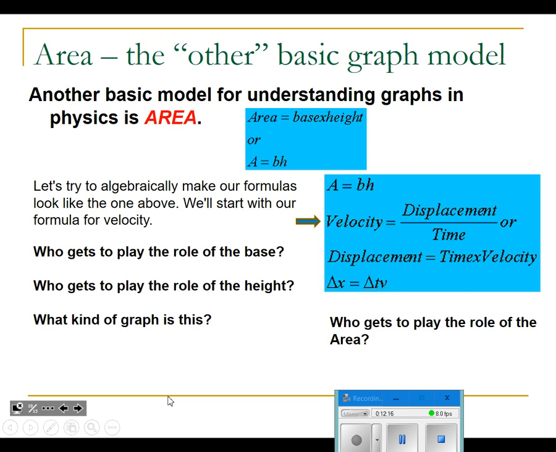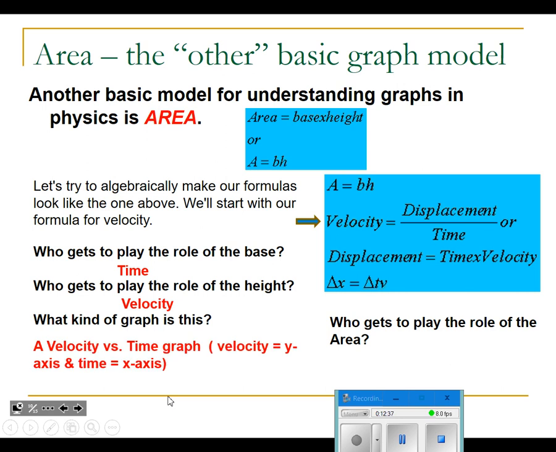This was actually on your test, okay? So we'd have x equals v times t. So here, who gets to play the role of base? The time does. Who gets to play the role of height? The velocity does. And what kind of graph is this? This is actually a velocity versus time graph, because that's who's playing our x and y axis. The slope of this graph would tell me acceleration, but the area under the line of this graph actually tells me displacement, or how far someone has gone.